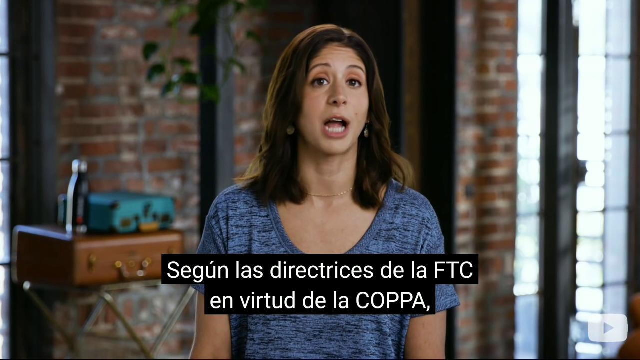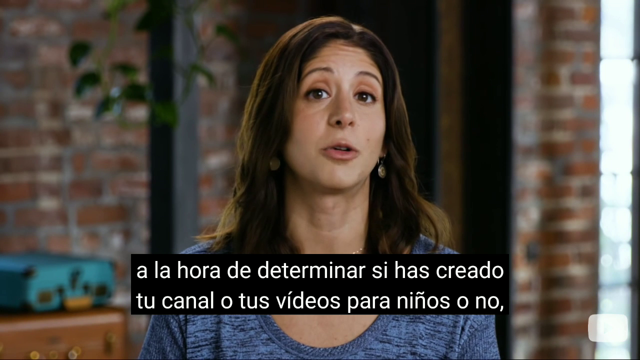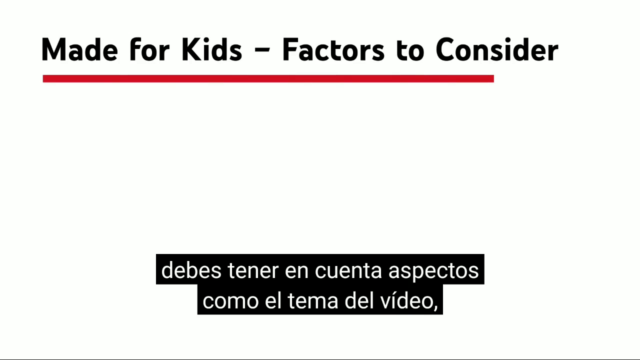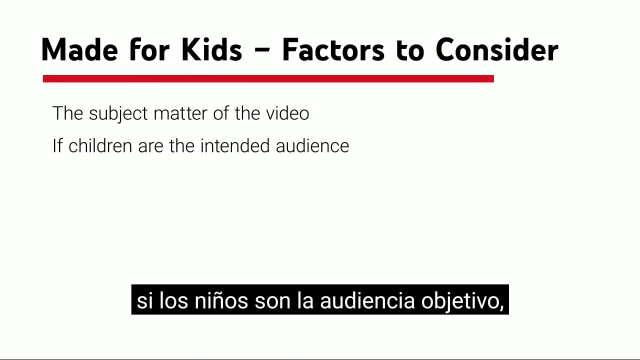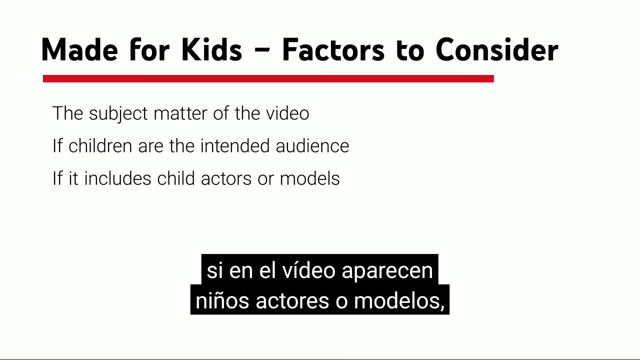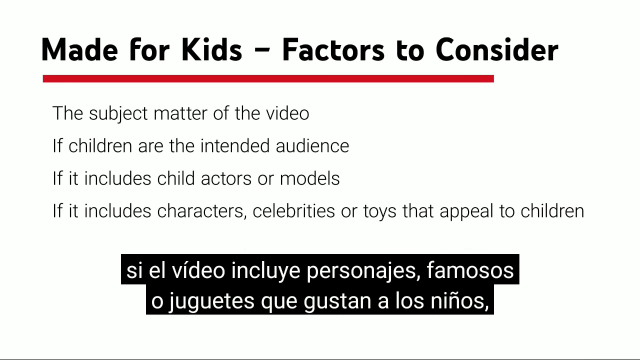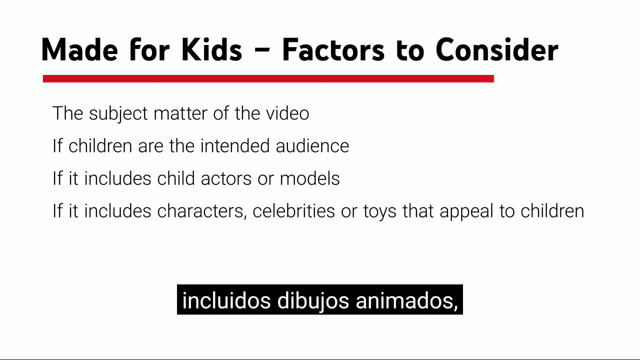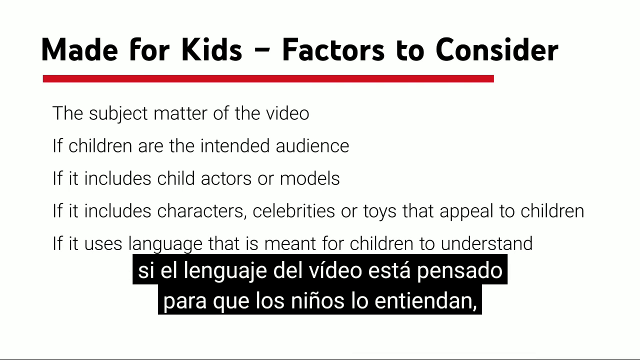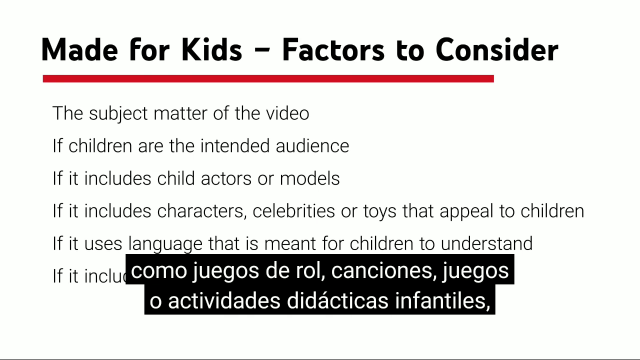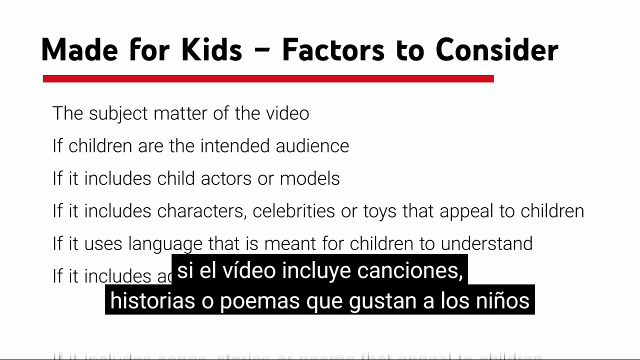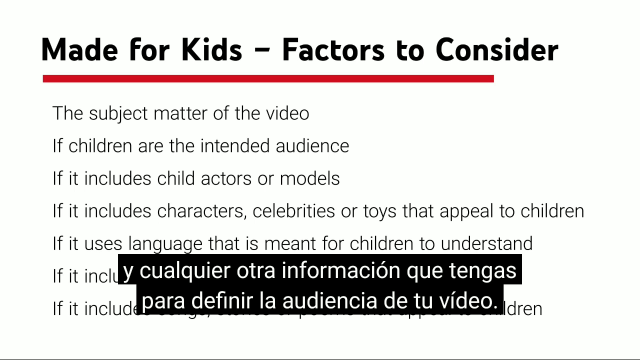Per the FTC's guidance under COPPA, when deciding whether or not your channel or video is made for kids, you should think about factors like the subject matter of your video, whether children are your intended audience for the video, whether the video includes child actors or models, whether the video includes characters, celebrities, or toys that appeal to children, including animated characters or cartoon figures, whether the language of the video is intended for children to understand, whether the video includes activities that appeal to children, such as play acting, simple songs or games, or early education, whether the video includes songs, stories, or poems that appeal to children, and any other information you may have to help determine your video's audience.